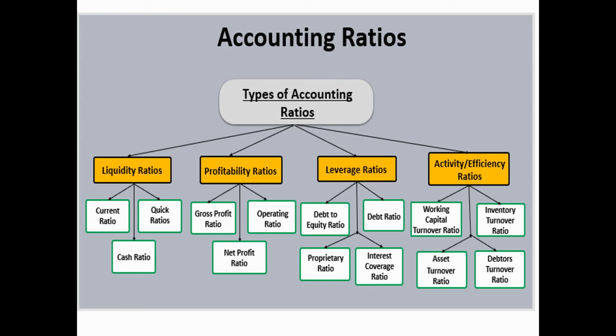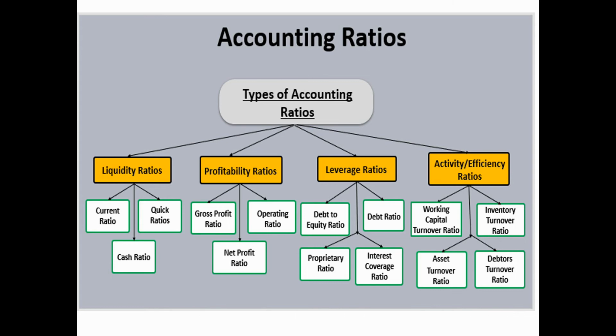Liquidity ratios are used for knowing the liquidity performance, that means whether the company is able to meet its current obligations or not. Profitability ratios tell about the profitability performance. From leverage ratios we know the solvency position, that is debt and equity. From activity and efficiency ratios we come to know the use of materials, debts, and assets.